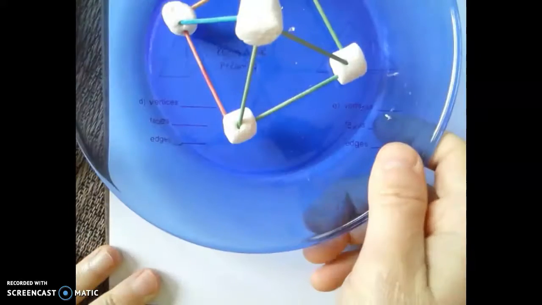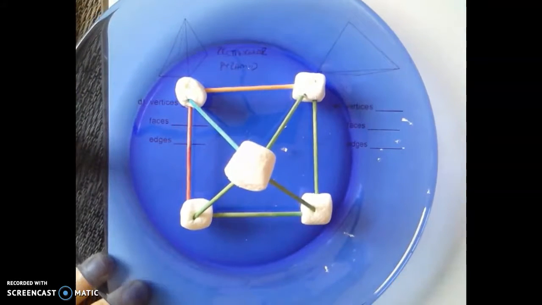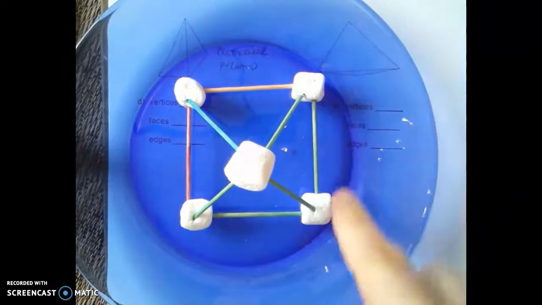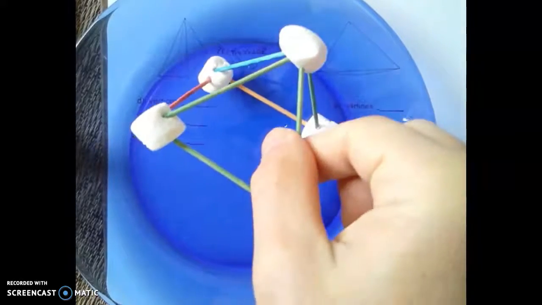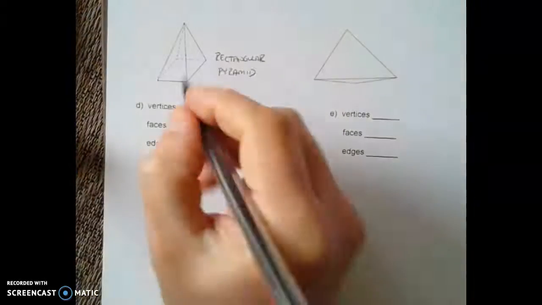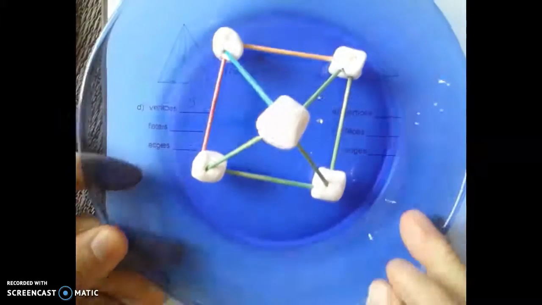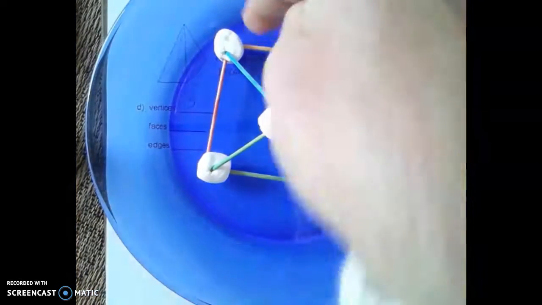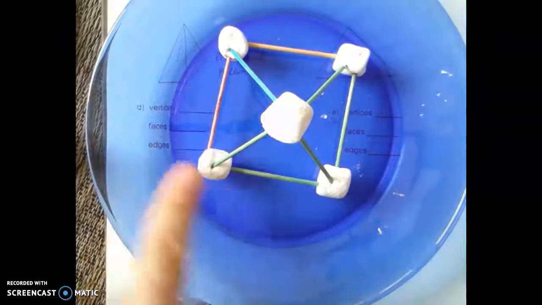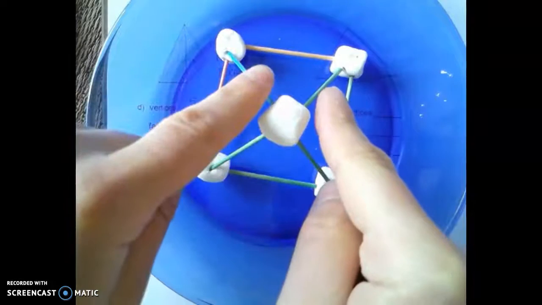And here's the one that I created with marshmallows and toothpicks. Let's start with the vertices, the corners, the marshmallows. 1, 2, 3, 4, and then the apex up here is 5. There's 5 vertices. Let's go to the edges now. Those are your toothpicks. Okay, I can count 1, 2, 3, 4 along the base, and then 1, 2, 3, 4, 1 from each corner. So that's going to be a total of 8 edges.